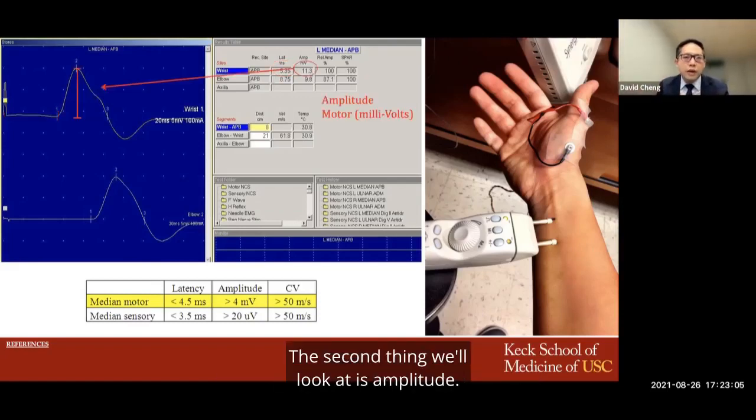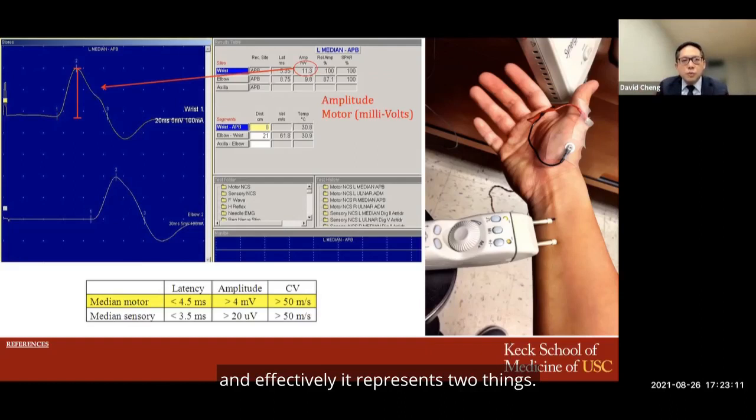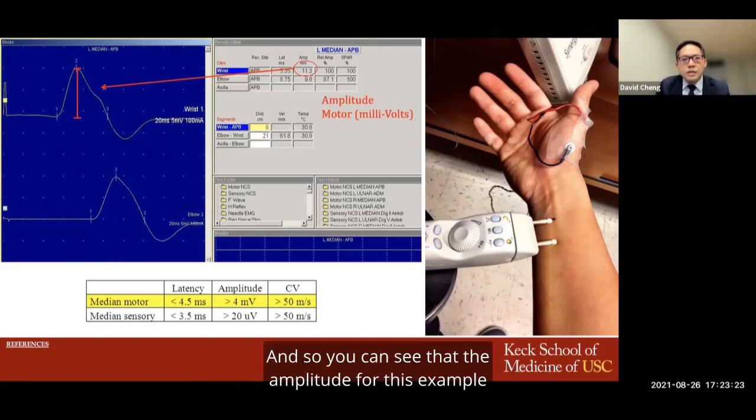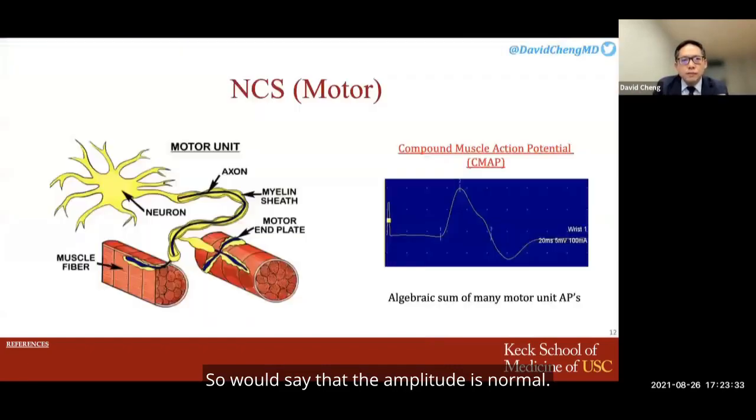The second thing we'll look at is amplitude. Amplitude very simply describes the height of that signal, and effectively it represents two things. Number one is the number of healthy axons, and number two is all the muscle fibers that are supplied by those axons. And you can see that the amplitude for this example is 11.3 millivolts, and normal is greater than 4. So we would say that the amplitude is normal.